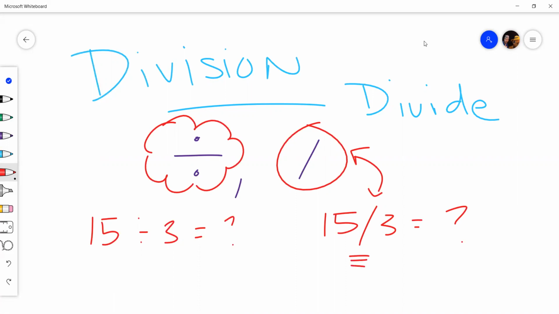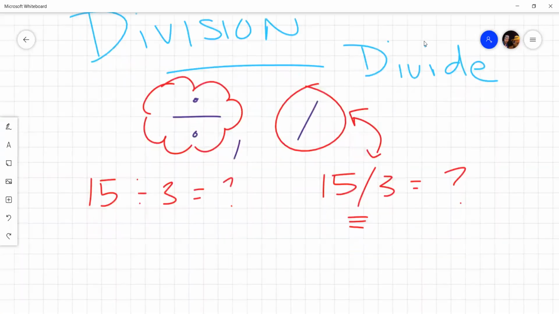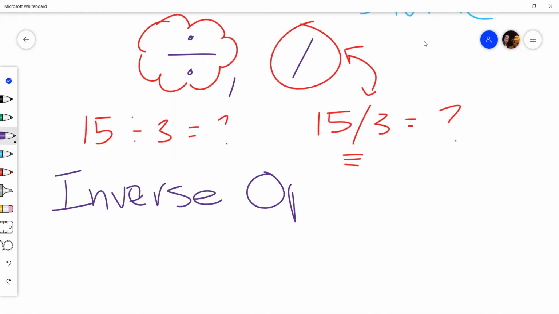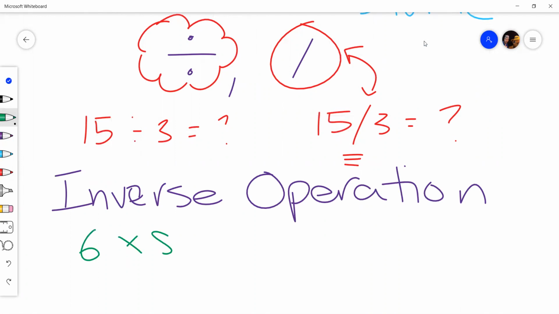But let's talk about today, what does division mean? How do we solve it? What do we do? We talked about in previous videos this idea of the inverse operation, right? So knowing, again, if I know how to multiply, I know how to divide. So that's one thing. But what if I don't know the multiplication, right? What if I have something like 6 times 8?